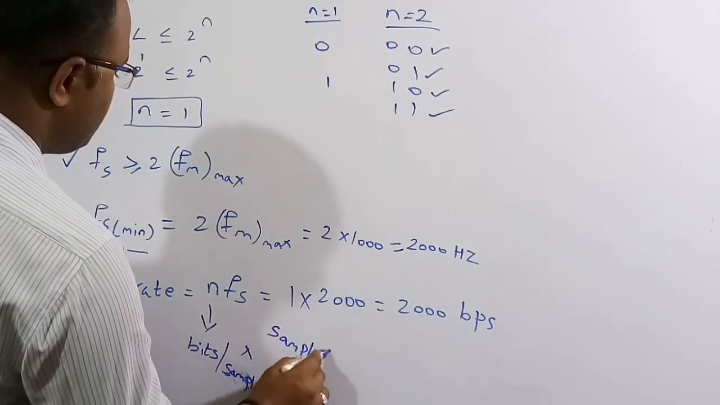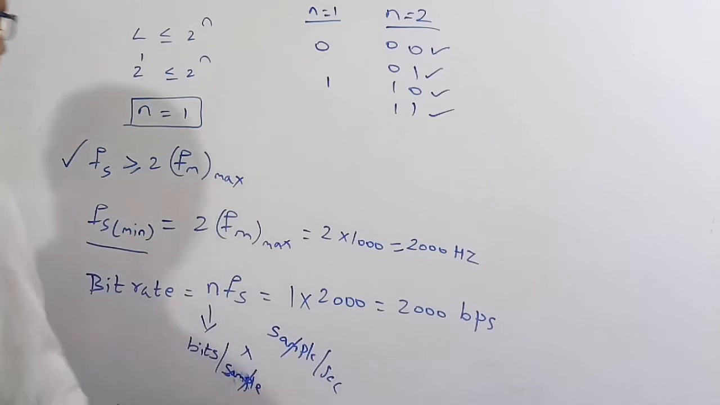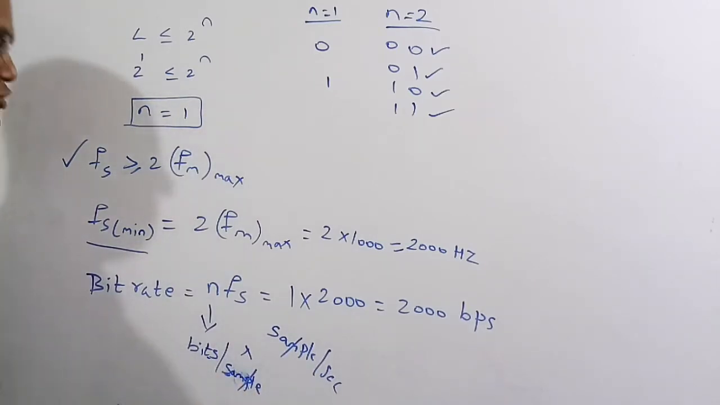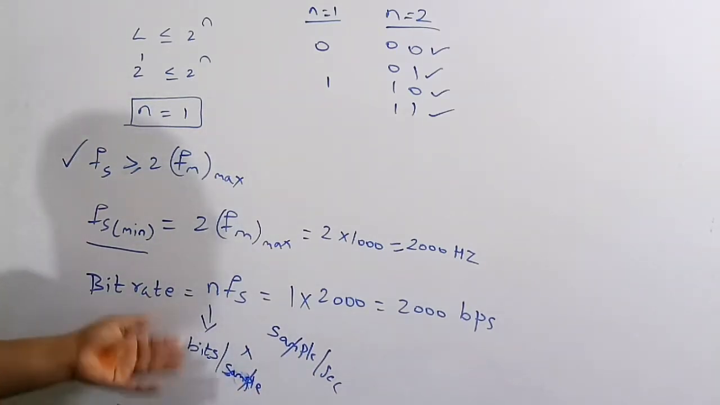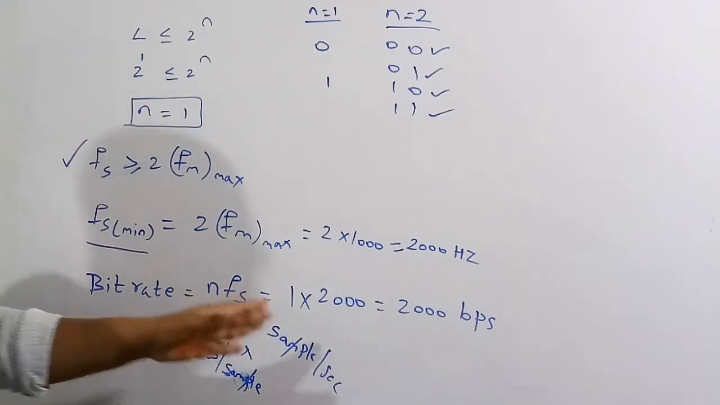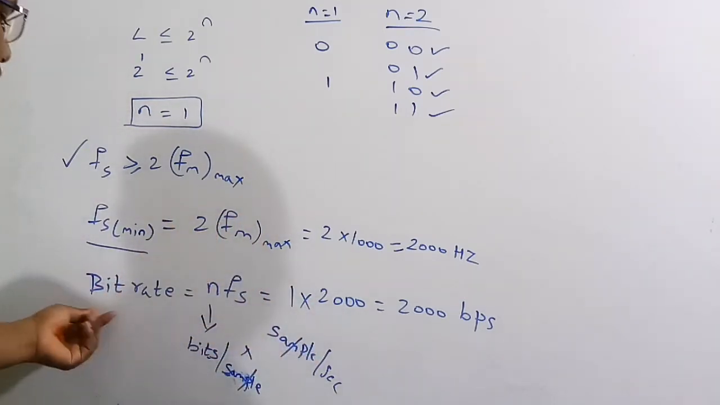So if you do the multiplication here, the sample gets cancelled, so bits per second is the unit of the bit rate. It means how many bits are transferred in 1 second, and that is called the bit rate.